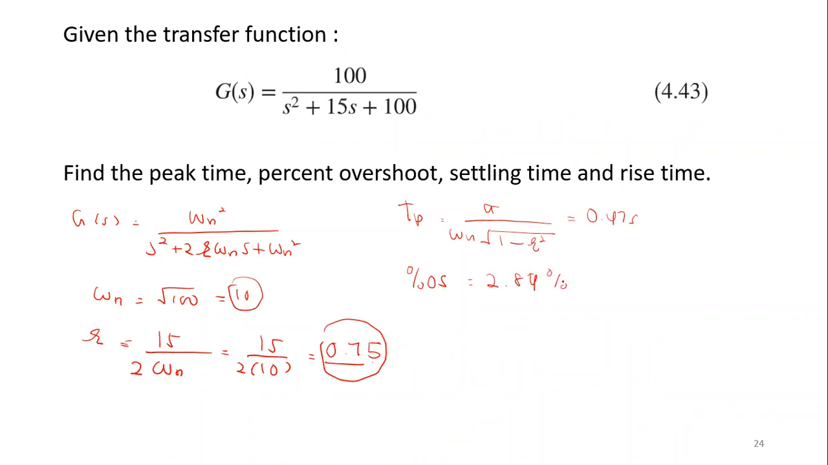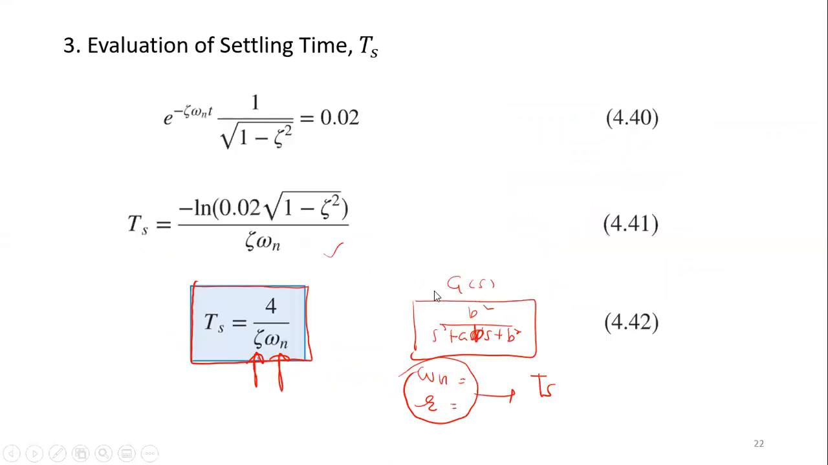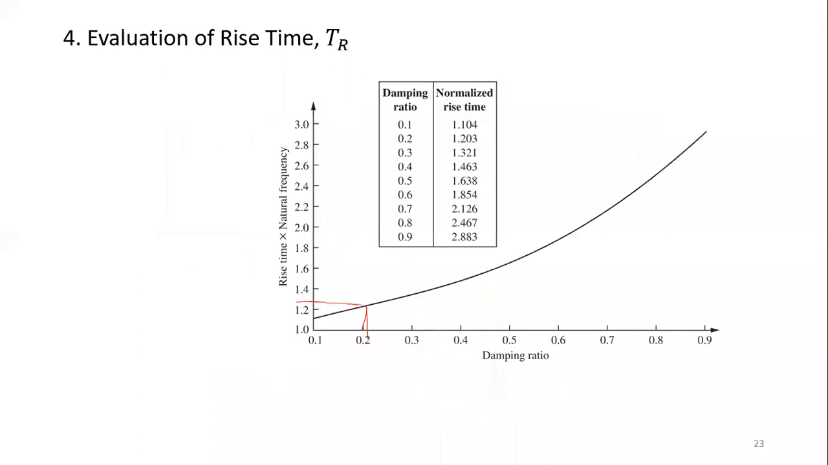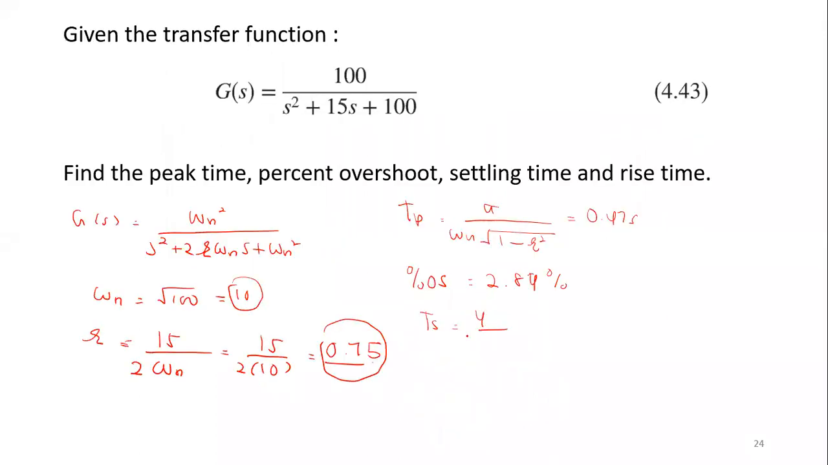So settling time. What is the settling time? Looking at the formula, settling time is 4 over damping ratio times natural frequency. So what do you get? 0.53.